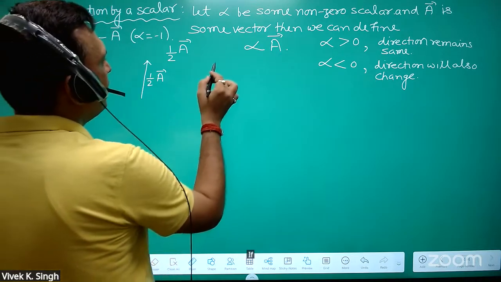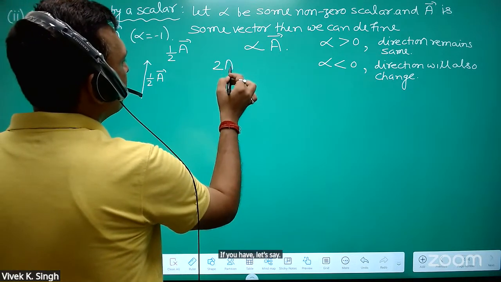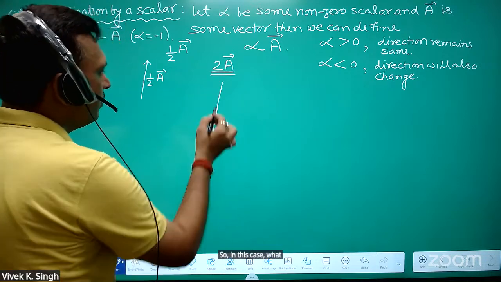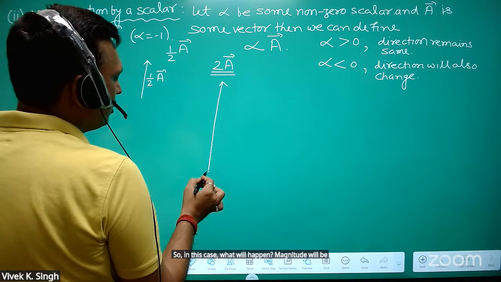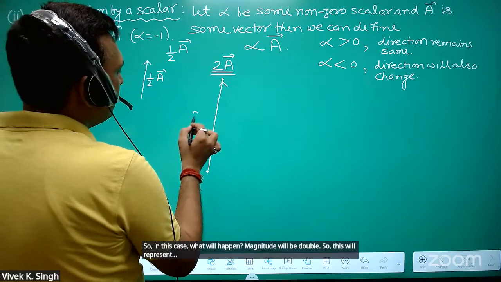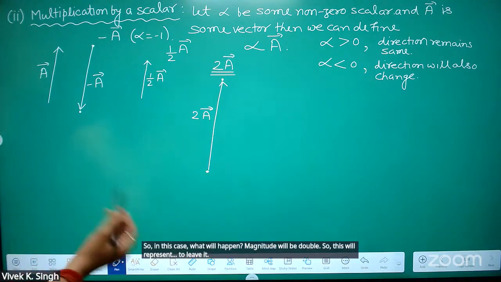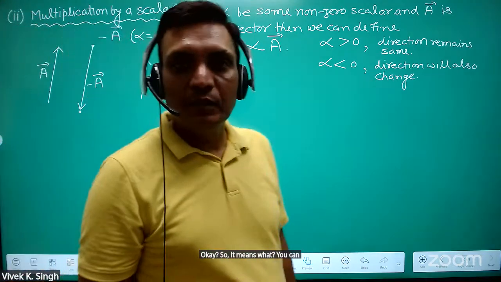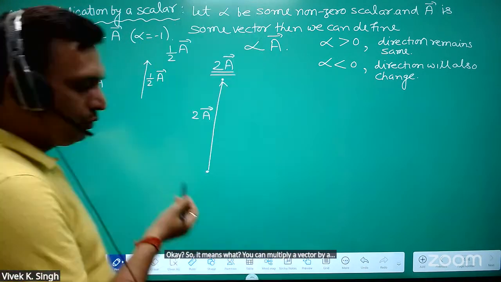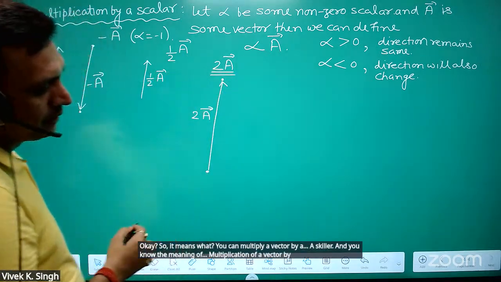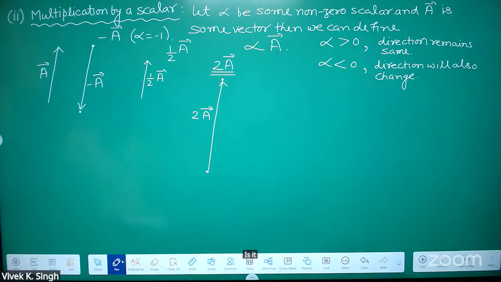If you have, let's say, 2A, in this case the magnitude will be double. So this will represent the 2A vector. Okay? So you can multiply a vector by a scalar, and you know the meaning of multiplication of a vector by a scalar. Is it correct? Yes, sir.